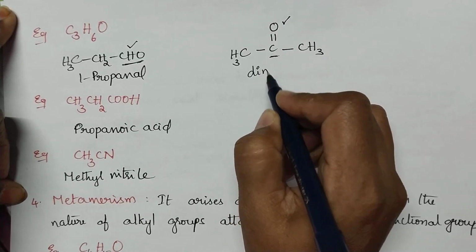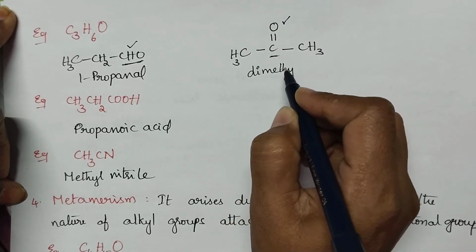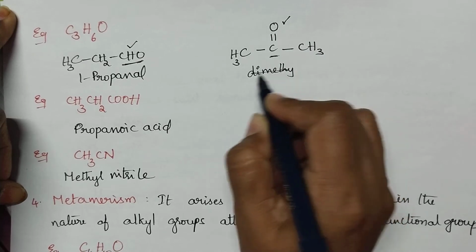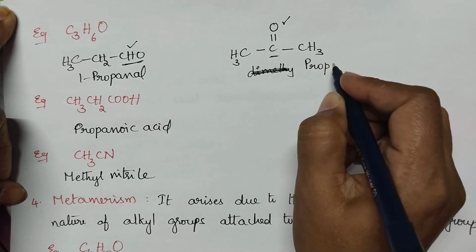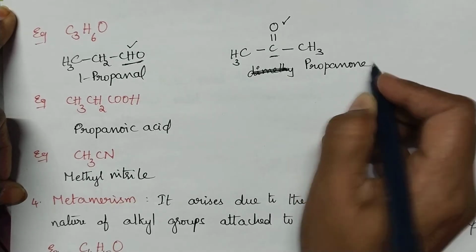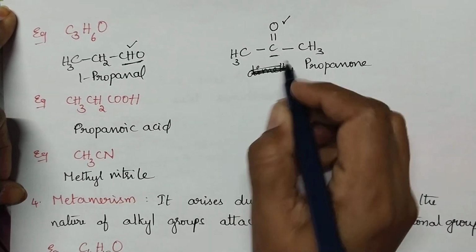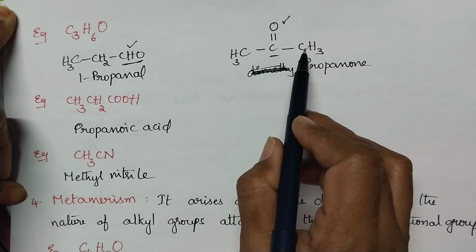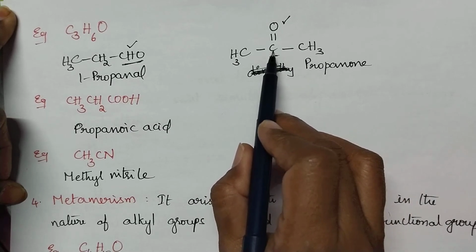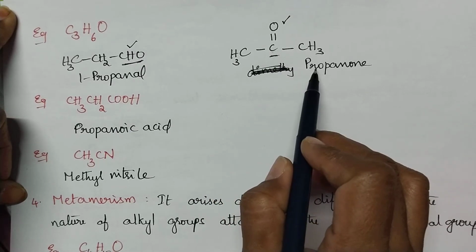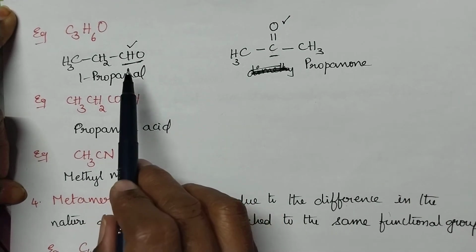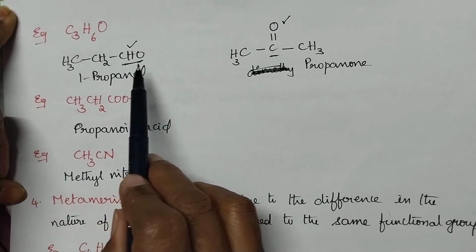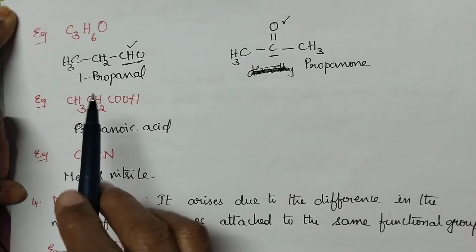It can be called propanone. So what is the name of this compound? Here 3 carbon atoms are present and the functional group is ketone, and hence it can be called propanone. Is it clear about the keto and aldehydes having functional isomers?